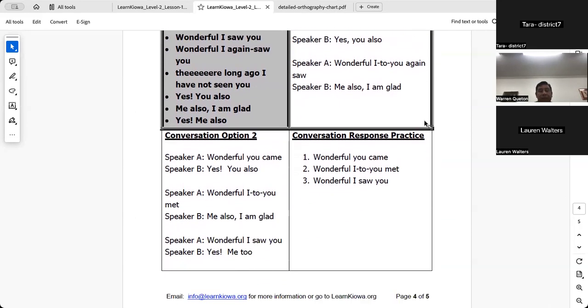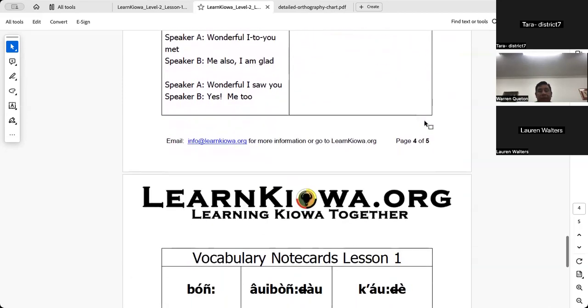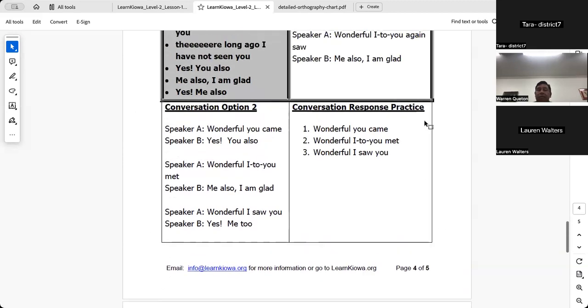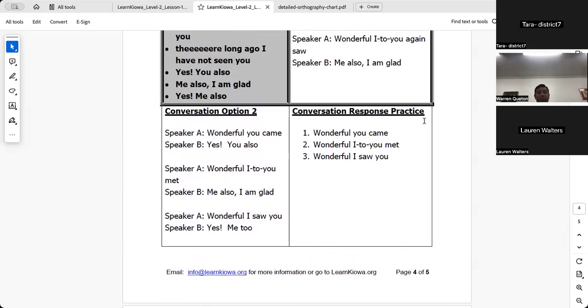I like these worksheets. These are good. We've done it a couple different ways in the past, but I feel like these are really easy to follow.